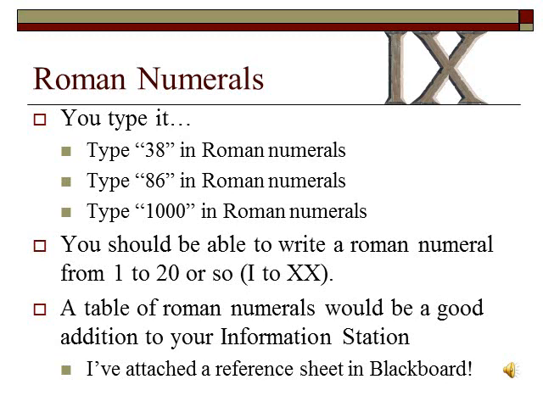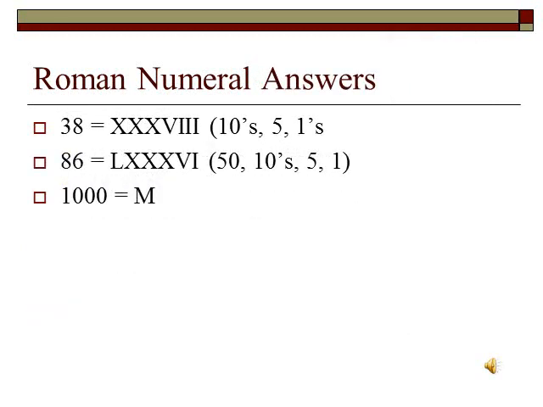I've actually attached a reference sheet with a conversion from Arabic to Roman numerals. That can be found in the assignments link in Blackboard for this week's assignments. So make sure you print that out, give it a 3-hole punch, and put it in your information stations because you might need it in the future. Go to the next slide and I'll give you the answers for how you type out the Roman numerals for 38, 86, and 1,000. And this slide just shows you how to write 38, 86, and 1,000 using Roman numerals.